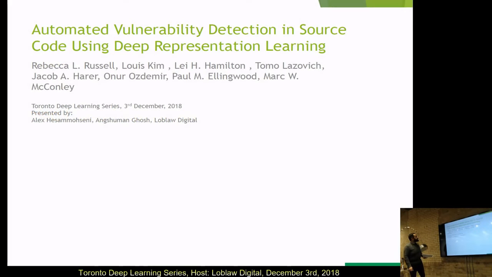Automated vulnerability detection in source code using deep representation learning. So this is a joint paper. There's this lab, Draper Lab.